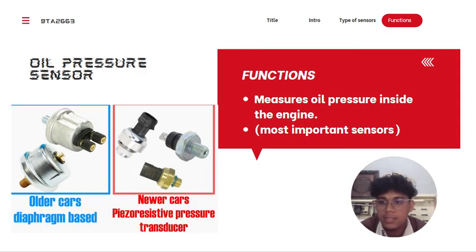Next, the oil pressure sensor. The older cars have diaphragm-based sensors, and the newer cars have piezo-resistive pressure transducers. So what actually is the function of this sensor? The sensor obviously measures oil pressure inside the engine. It is very simple, but perhaps one of the most important and vital sensors for the engine, because without enough oil pressure, the engine is going to sustain catastrophic damage very quickly.